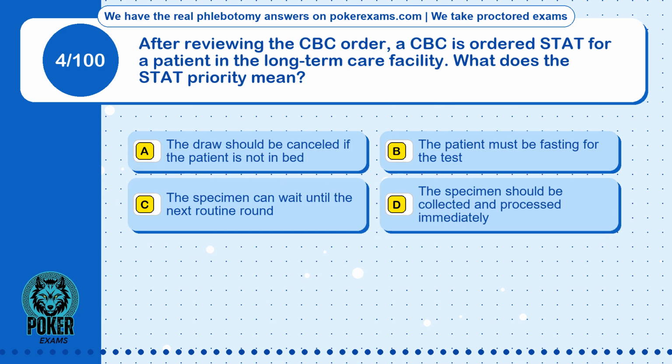Question 4. After reviewing the CBC order, a CBC is ordered stat for a patient in the long-term care facility. What does the stat priority mean? Option A. The draw should be cancelled if the patient is not in bed. Option B. The patient must be fasting for the test. Option C. The specimen can wait until the next routine round.